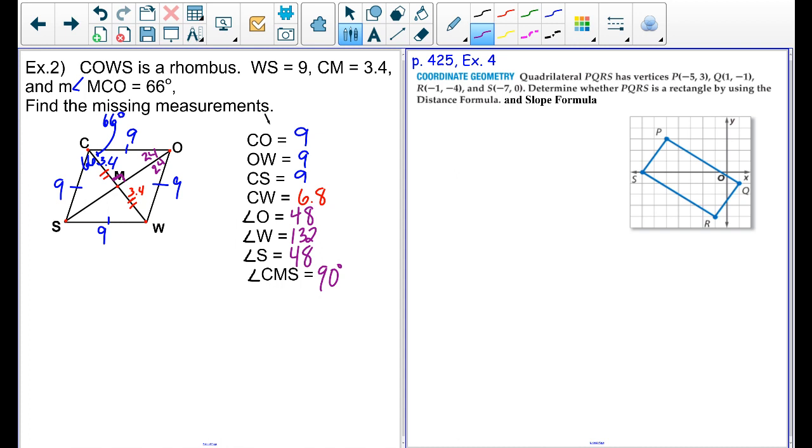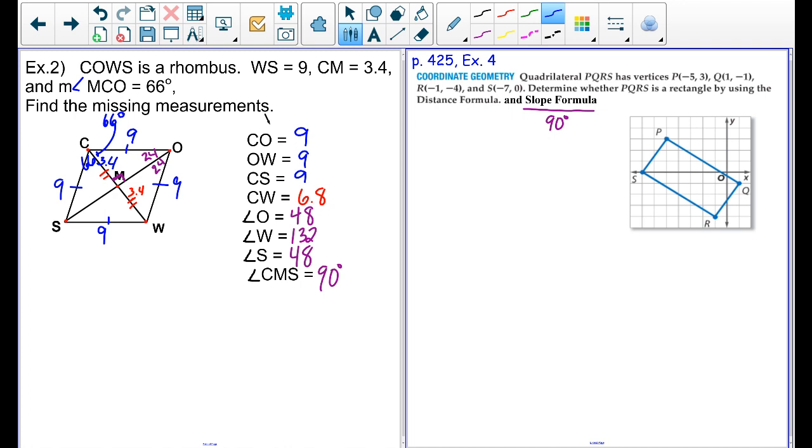4 right angles. 4 right angles and? You can wait till the end. I'll get you. 4 right angles and? Congruent. Opposite sides congruent. So, the slope formula is going to tell us if our sides or angles are 90 degrees, perpendicular, right?